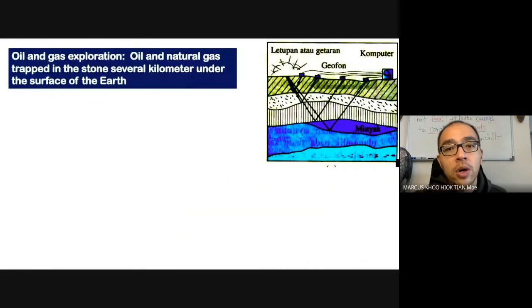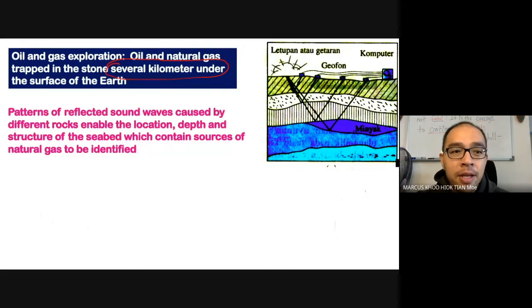Third one is oil and gas exploration. Have you ever wondered how people know that down there got oil and gas? You mean they just dig? No lah. You wouldn't dig several kilometers under the surface of the earth, and then what if you fail? Okay, so what they do is this. The patterns of reflected sound waves caused by different rocks enable the location, depth, and structure of the seabed, which contains sources of natural gas, to be identified.